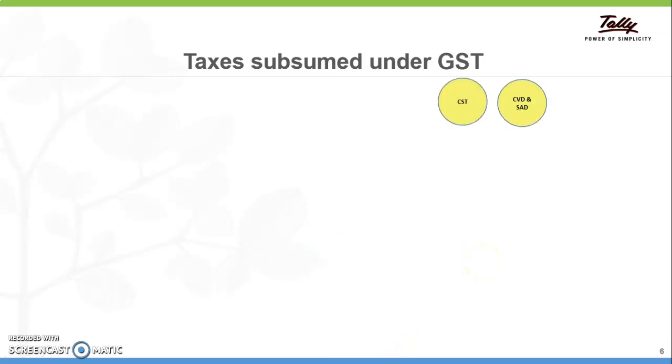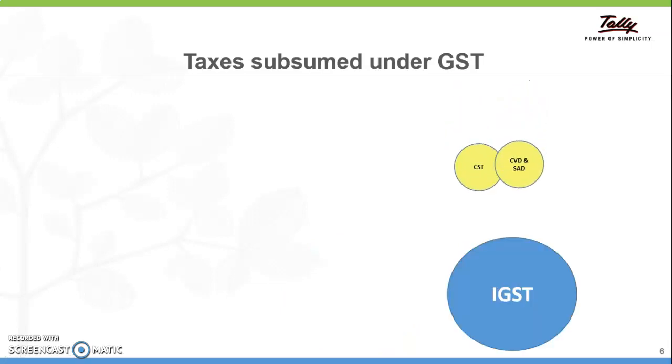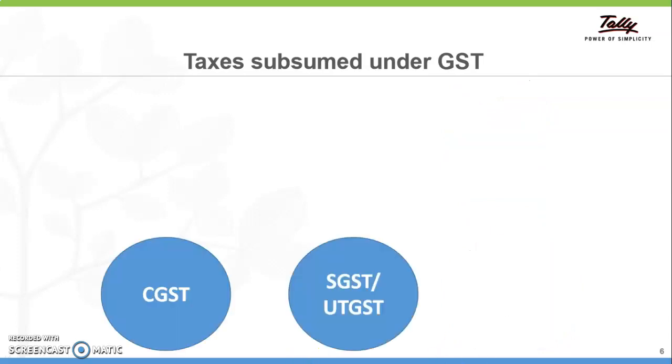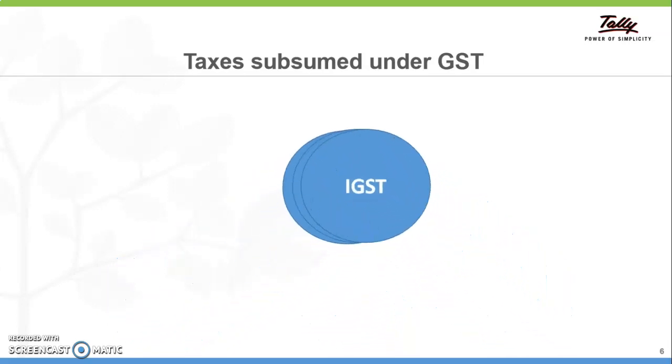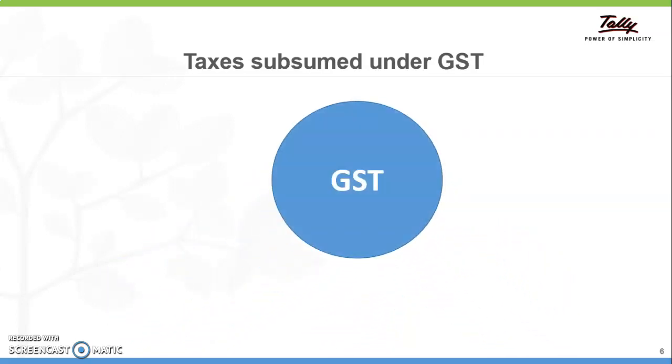SGST and UTGST are the same, but one applies within the state and the other within the union territory. The next are CST, CVD and SAD. These are subsumed by IGST. Now CGST, SGST or UTGST, and IGST, all of this combined we call GST.